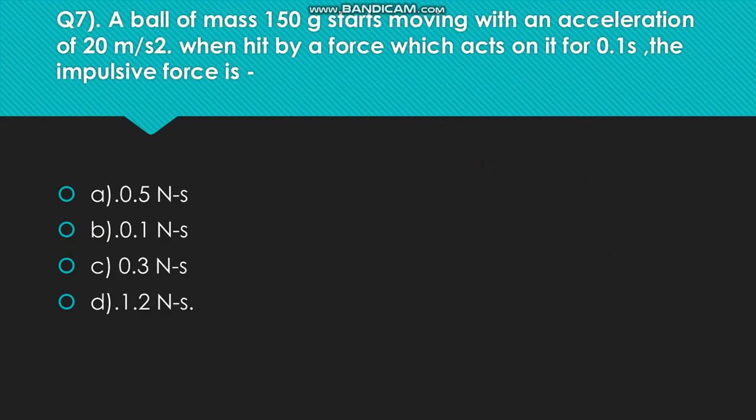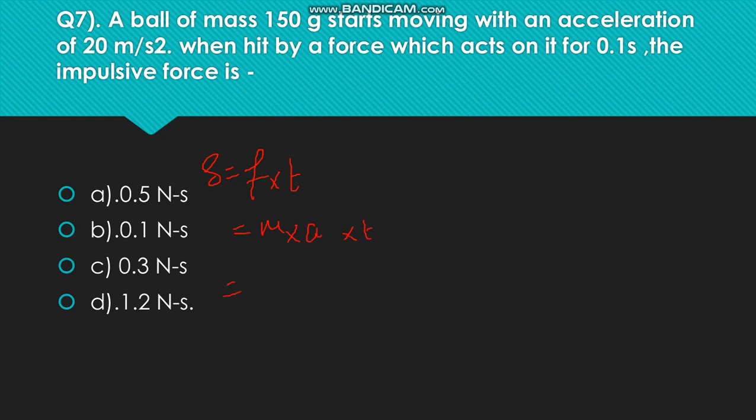Question number 7. A ball of mass 150 grams starts moving with an acceleration of 20 meter per second square when hit by a force which acts on it for 0.1 second. The impulse force is, very simple question. Impulsive force they are asking. Impulse is equal to force multiplied by time. Force is equal to mass into acceleration, multiplied by time.